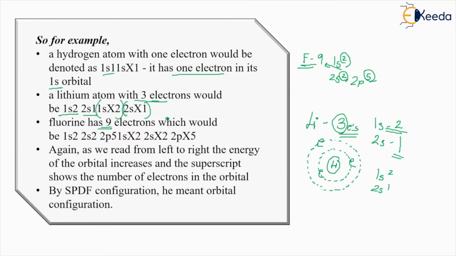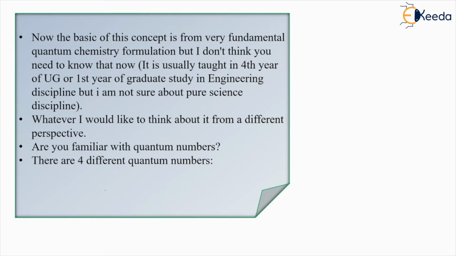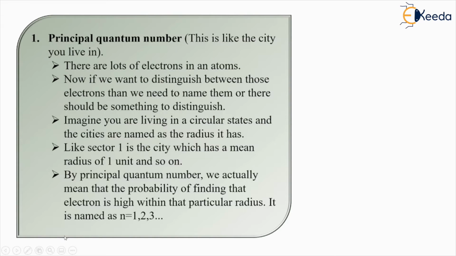By SPDF configuration, he meant orbital configuration. So we start off with a principal quantum number, and principal quantum number is nothing but the number of shells as we discussed before. And why do we have different kinds of quantum numbers? If I have a nucleus in the middle, and I have the orbitals which are surrounding the nucleus, and inside the orbitals I have different electrons, these particular electrons need to be classified. We need to find out where this particular electron is going to be.